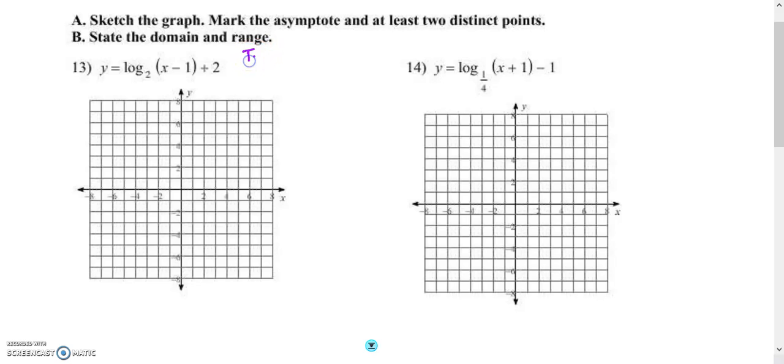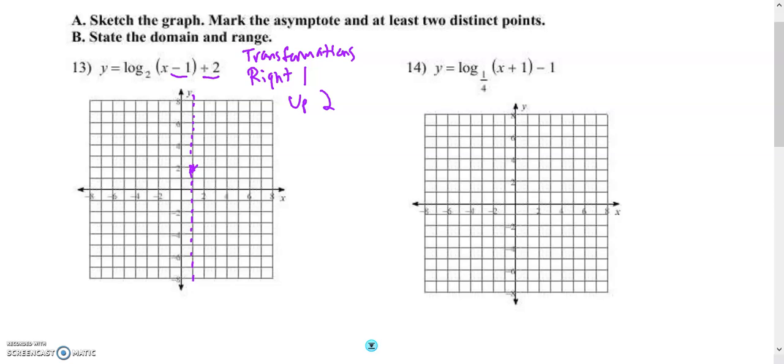So let's do this. Let's say, transformation. Okay? Well, based off of what's inside, the x minus 1, we know it went to the right 1, and then it went up 2. So right 1, up 2, that is going to be your new origin, and we have the vertical asymptote right there. Sweet, sweet, sweet.